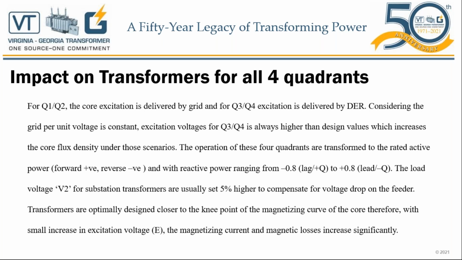The transformers are optimally designed closer to the knee point of the magnetizing curve of the core. Therefore, with a small increase in excitation voltage, E, the magnetizing current and magnetic losses increase significantly. And this is where we are now going to get into the effects on transformers.